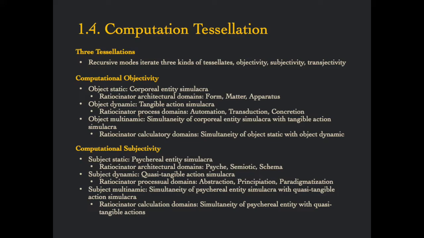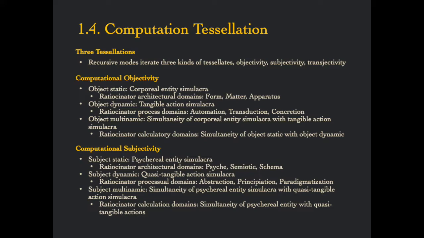Computation tessellation. So there are three tessellations in the order of computational simulacra. Recursive modes iterate into three kinds of tessellates: objectivity, subjectivity, and transjectivity. Computational objectivity therefore consists of object static, object dynamic, and object multidynamic. The object static is corporeal entity simulacra, and these divide into ratiocinator architectural domains of form, matter, and apparatus. Object dynamic are tangible action simulacra, and they divide into ratiocinator process domains of automation, transduction, and concretion.